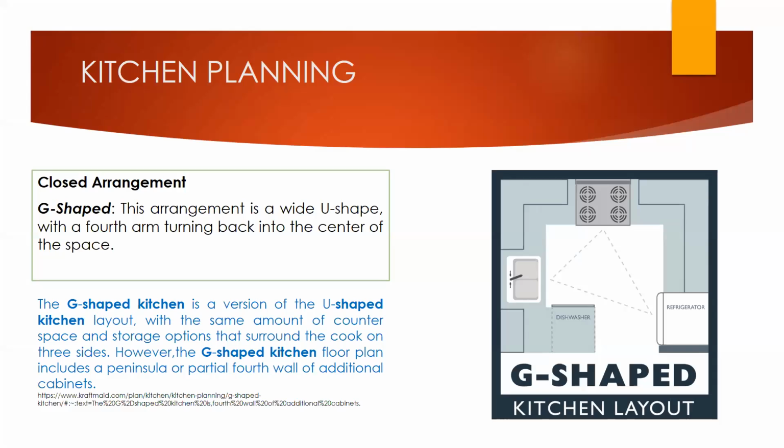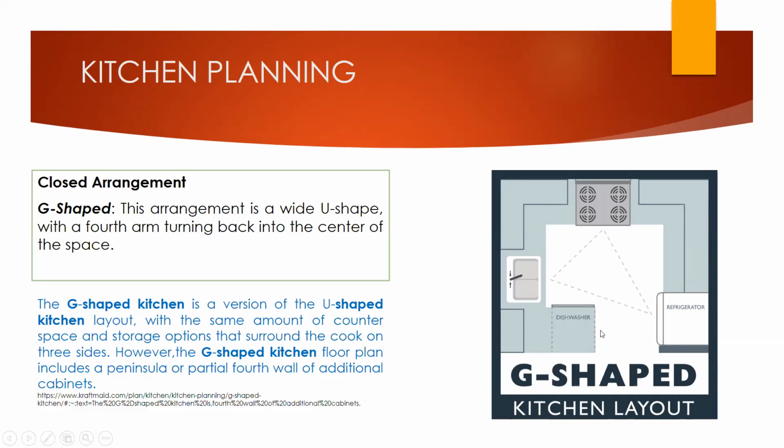Another closed arrangement layout is one called G-shaped. This arrangement is a variation of the U-shape. As you can see, it's similar to the first one, the U-shape. The only difference is we have this little arm turning back into the center of the space. So it describes the letter G. It's good because as you can see, we have an extra space here. You have an extra counter. We have an extra surface you can use if you have a big opening.